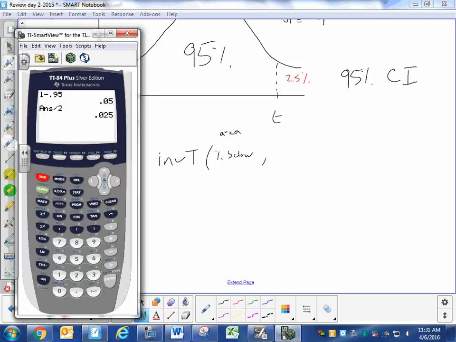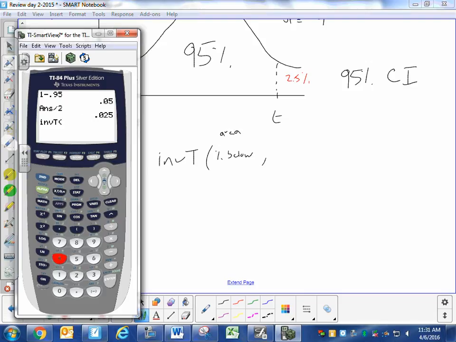Second distr, INVT. That's not going to work. Yep. Some calculators don't have it, so we'll have to figure out what to do. Okay? You go INVT. Now, my calculator just pulls up like that.